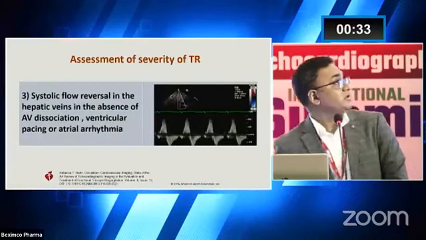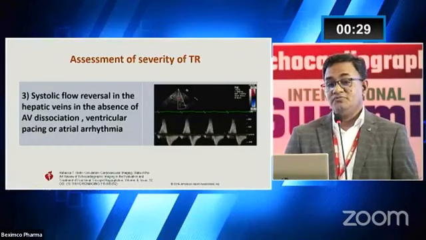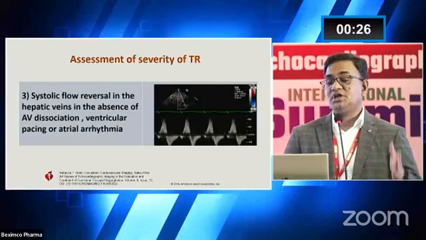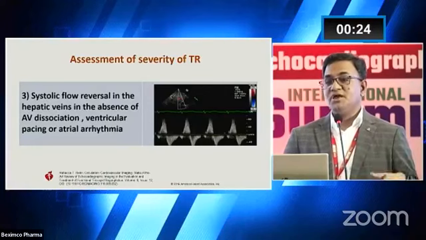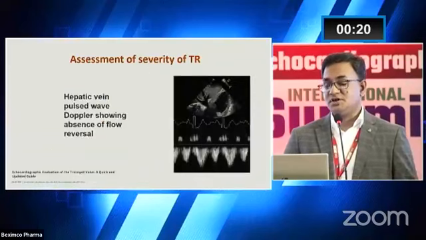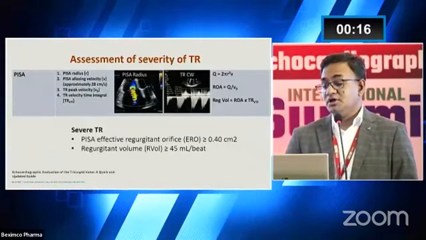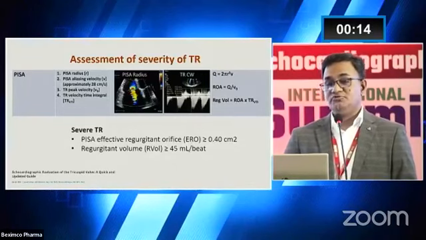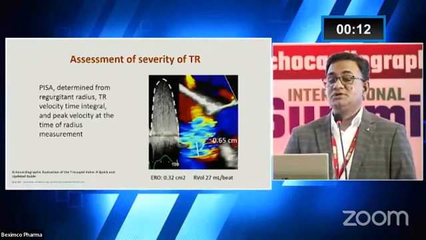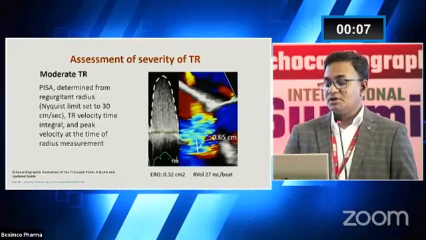And hepatic vein flow reversal. If we put a pulse wave Doppler in the hepatic vein, if there is systolic hepatic vein flow reversal, that should be regarded as severe tricuspid regurgitation. And with the PISA method, we can calculate the effective regurgitant orifice area and regurgitant volume. That is also indicated by certain parameters. We can calculate the severity.